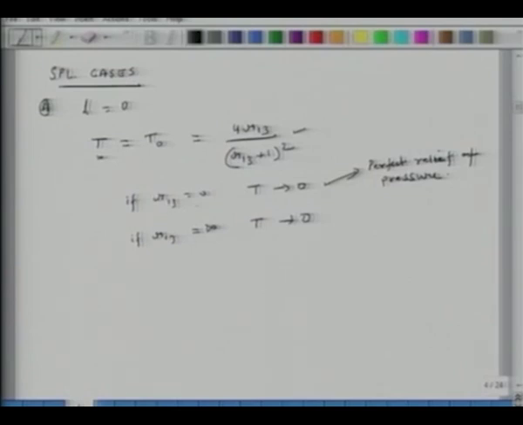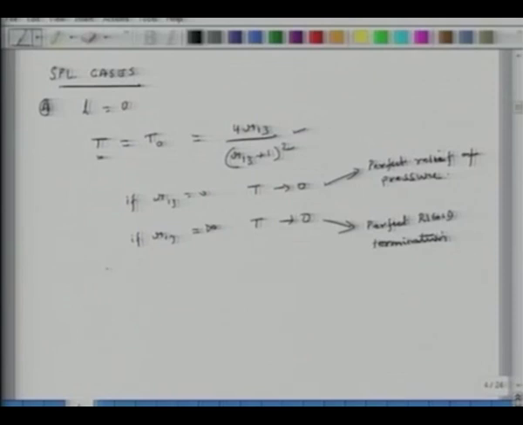Then R13 is infinite. This is the case when you have perfect rigid termination. So you have a wall and it is infinitely rigid, it just does not move. Then nothing gets transmitted. That's another one.